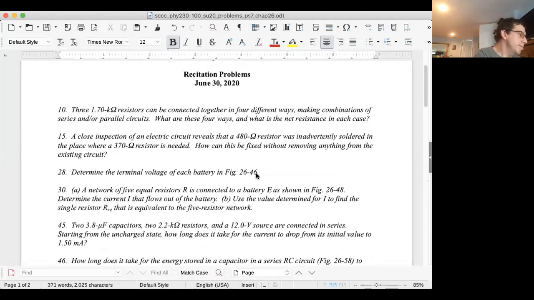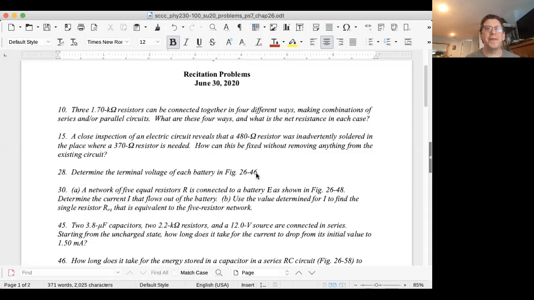And so these problems are on page 700, and even 700, these problems start. Three 1.70 kilo ohm resistors can be connected in 4 different ways, making combinations of series and/or parallel circuits. So you have to figure out what those 4 combinations are and what is the net resistance in each case. So 2 of them should be obvious enough. You'll need to do a little bit of thinking about the 3rd and the 4th, and then figure out the net total equivalent resistance in each case.